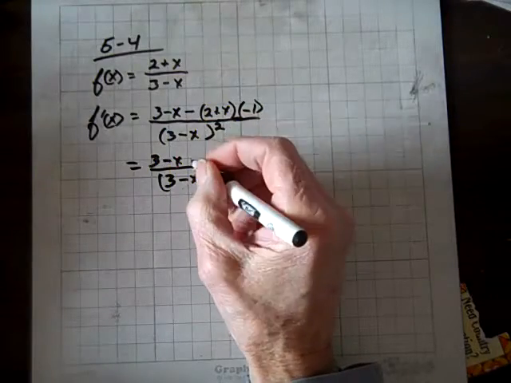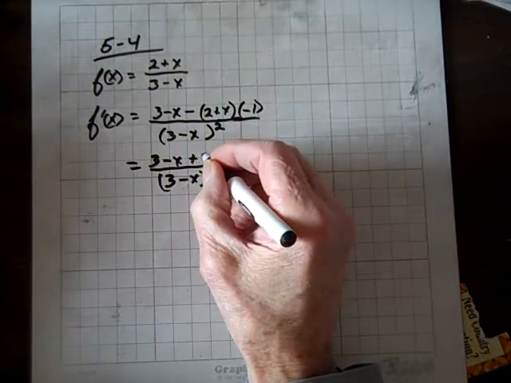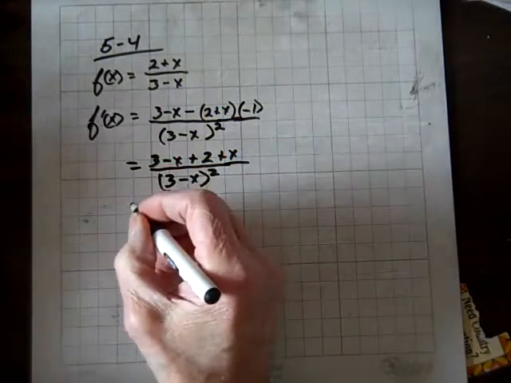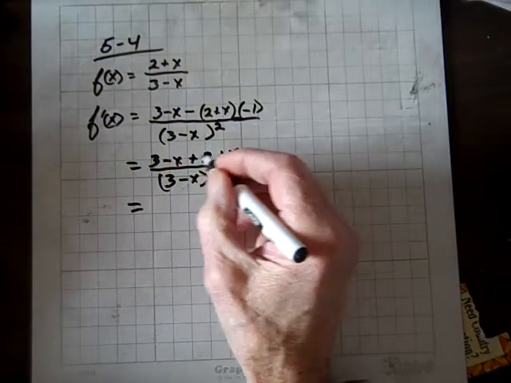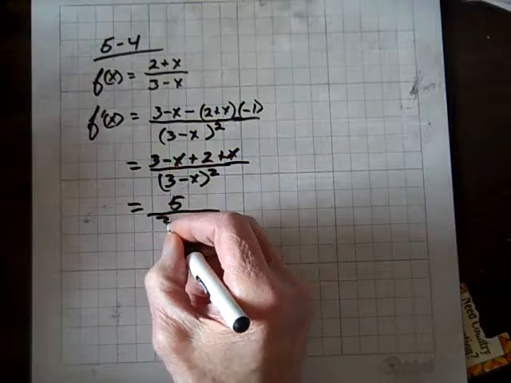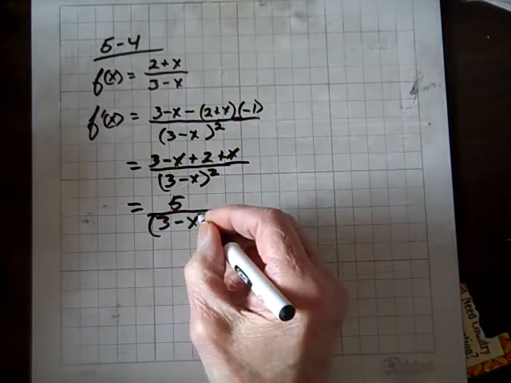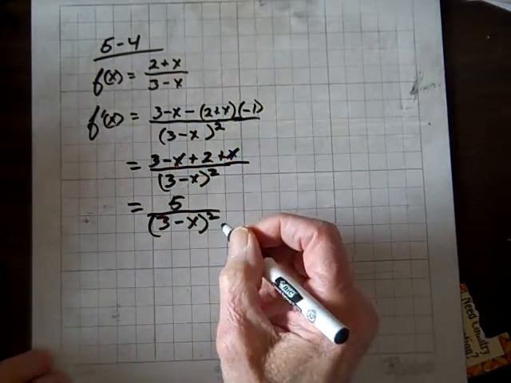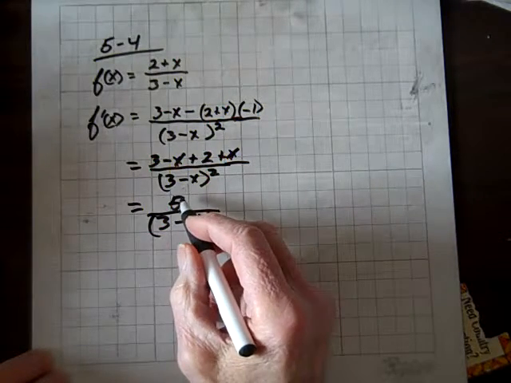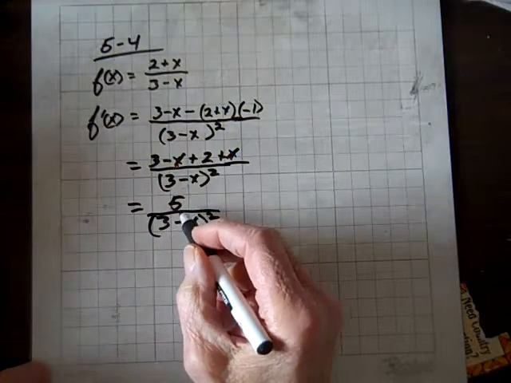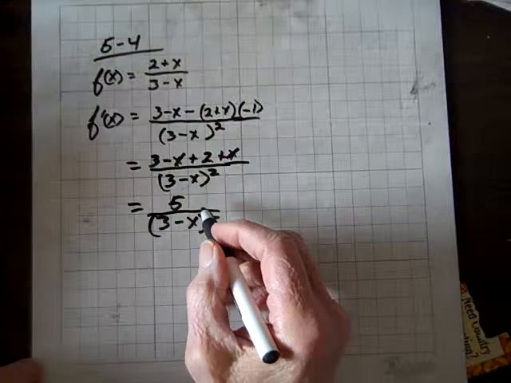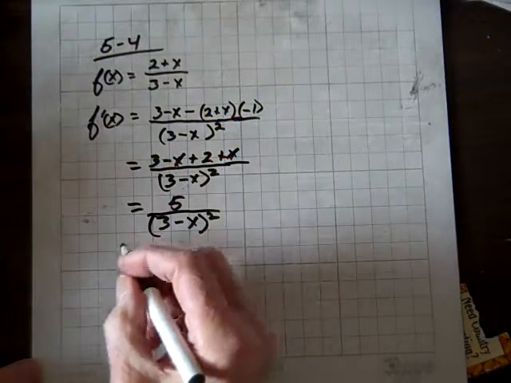And a minus times a minus is a plus, so plus 2, and I can just drop these parentheses now. And it looks like the x's are going to add out, and we get 5 over 3 minus x squared. And notice that's positive everywhere, because the denominator is positive, 5 is positive, so f prime of x is greater than 0 for all the values in the domain.